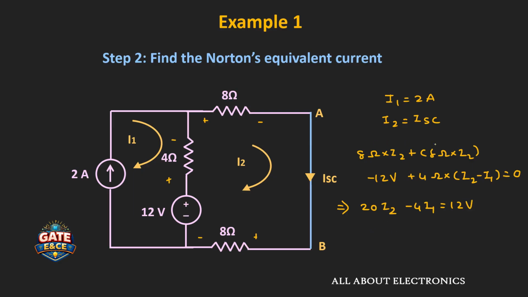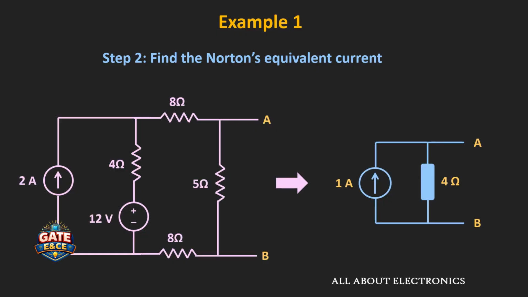Now here this I2 is the short circuit current and the I1 is 2 ampere. That means from this we can say that 20 times ISC is equal to 12 plus 4 times 2 ampere. Or in other words, this short circuit current is equal to 1 ampere. Or in other words, this Norton's equivalent current is equal to 1 ampere. So in this way, for the given circuit, the Norton's equivalent current is 1 ampere while the Norton's equivalent resistance is equal to 4 ohm. And this is the equivalent representation of the given circuit.